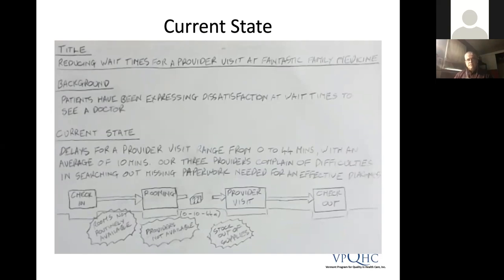And this is just a high-level representation of the workflow that we're dealing with. And as you can see, we've got check-in, rooming, provider visit, and checkout. With the rooms not routinely available between check-in and rooming, that causes problems. Providers not available in the rooming process. You've got also stock out of supplies at the provider visit stage, causing delays. So for the sake of this example, we've isolated these 3 separate problems.